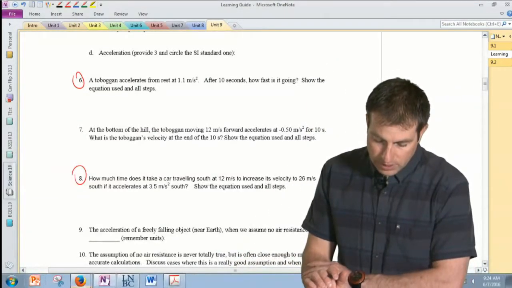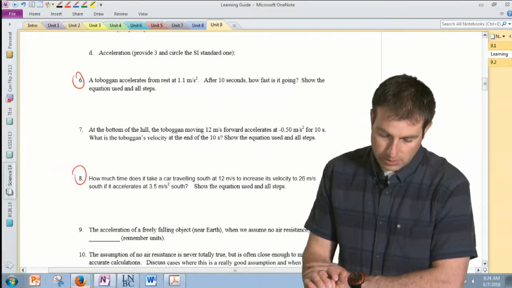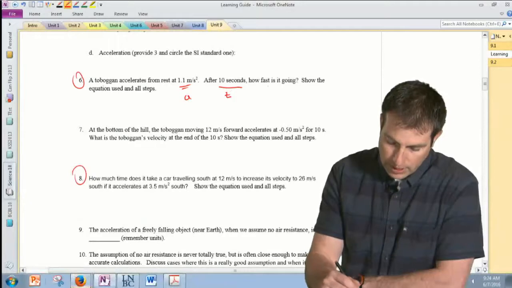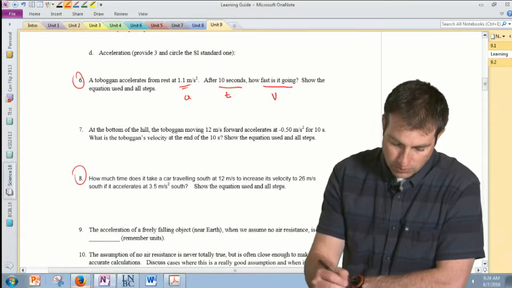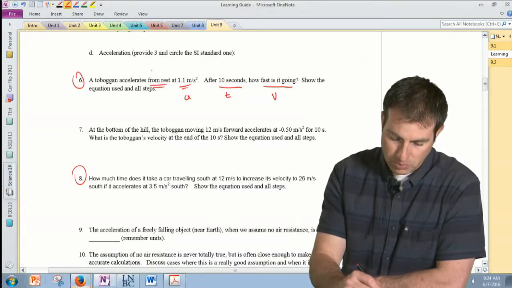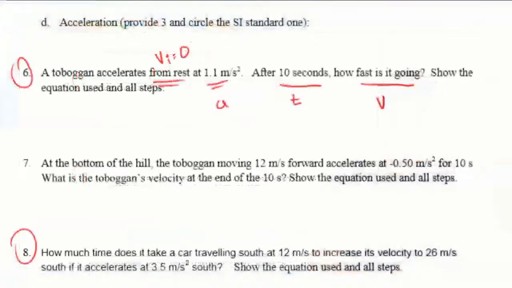So after 10 seconds, how fast is it going? Show the equation in all steps. I think this is going to be a 2-step problem, if I'm not mistaken. Toboggan accelerates. So this 1.1 is our acceleration. We have this 10 seconds, which is our time. And then how fast is it going? That's asking for a velocity. I also see that it says from rest here, which is an important piece of information. That means our initial velocity is 0. So when I say v over here, how fast is it going? We're trying to find the final velocity.